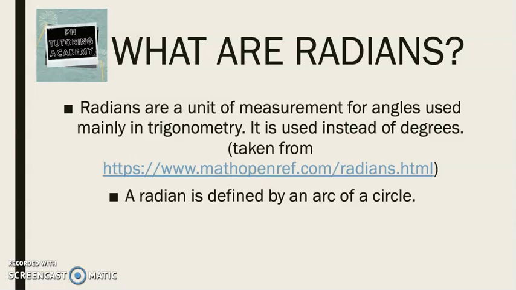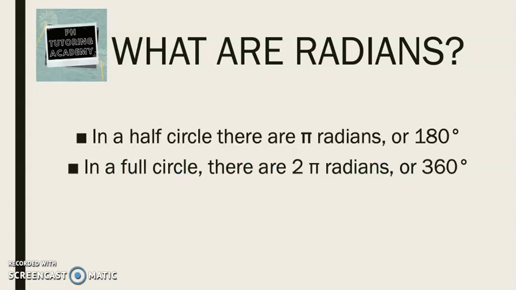A radian is defined by an arc of a circle. In a half circle or a semicircle, there are pi radians or 180 degrees. In a full circle, there are 2 pi radians or 360 degrees. So how do you convert from radians to degrees or degrees to radians? There are actually set formulas to do so.